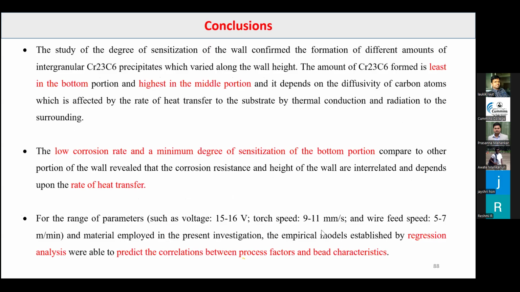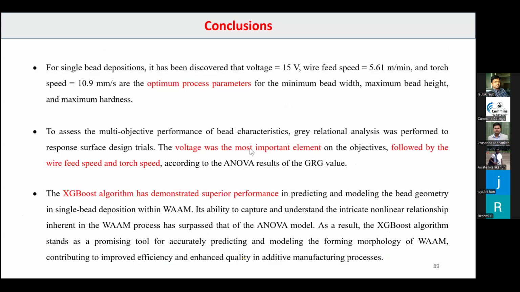Then I have performed the optimization. Regression analysis I have performed to predict the correlation between process parameters and build characteristics, to find out the relationship between dependent and independent parameters. So this was the range of the parameters, and I have performed regression analysis over that. Then for single bead deposition, these are the optimal process parameters. So again, optimization was done, and these are the optimal process parameters with those objective functions.